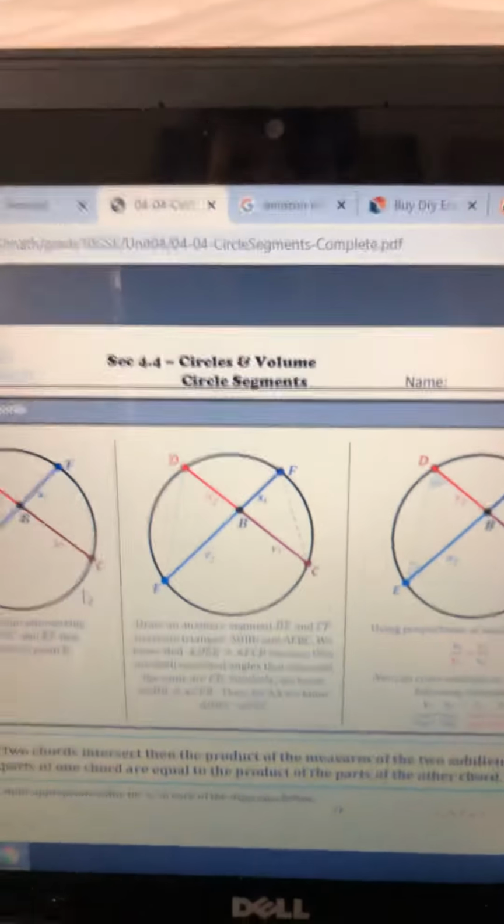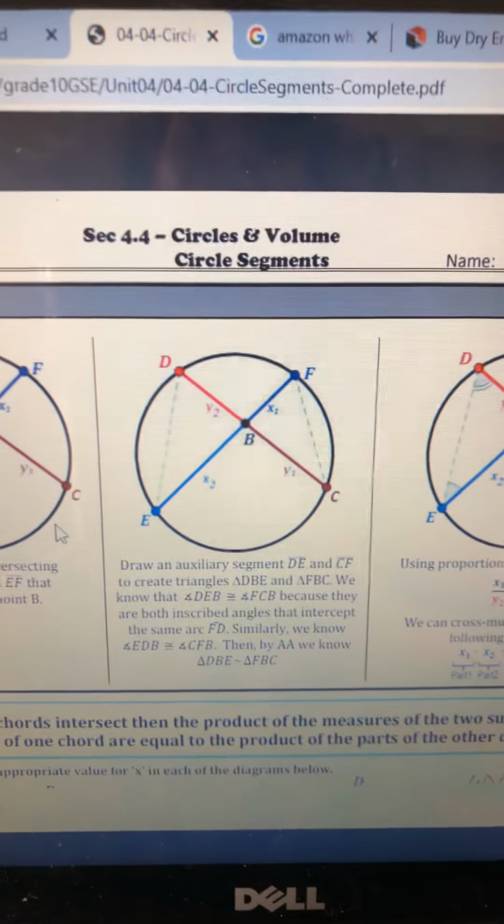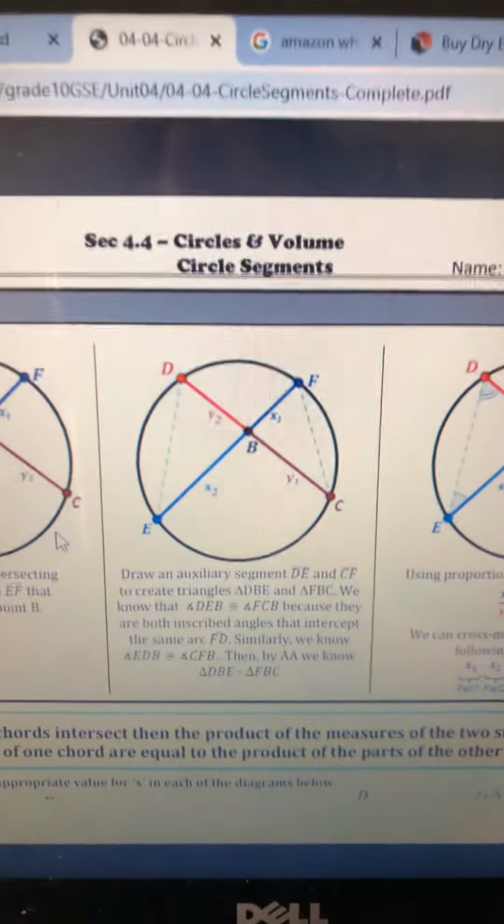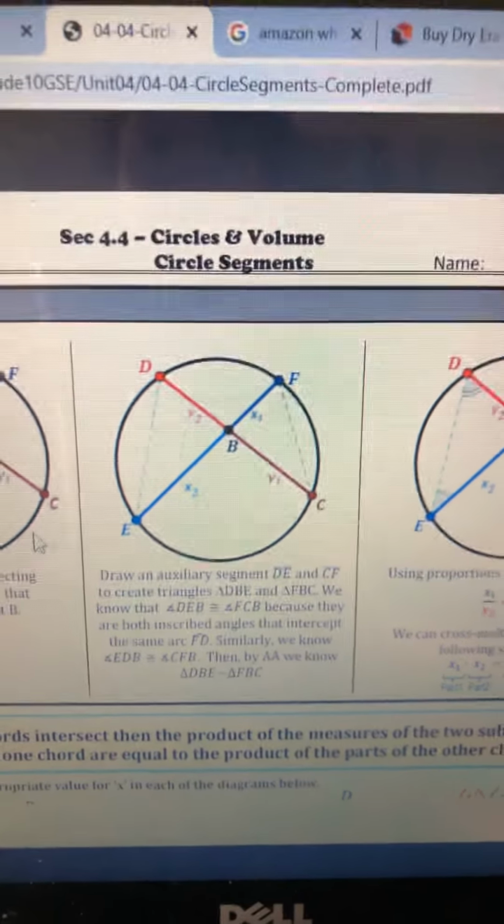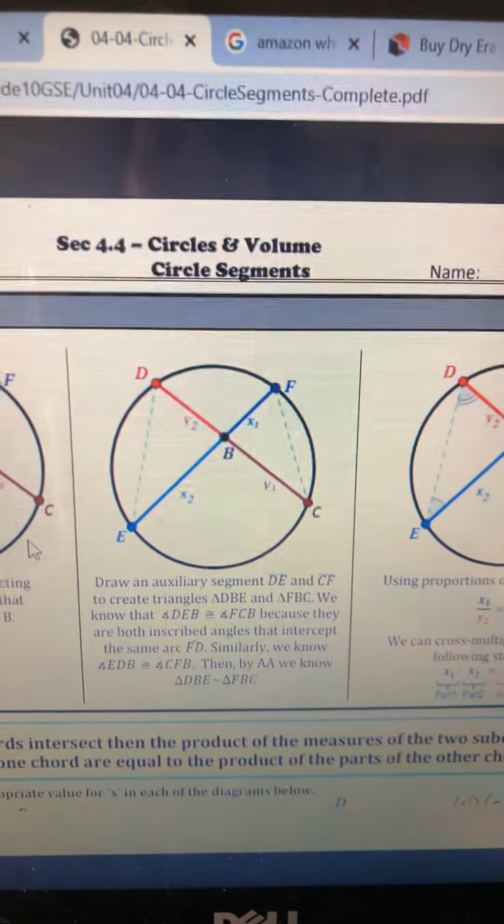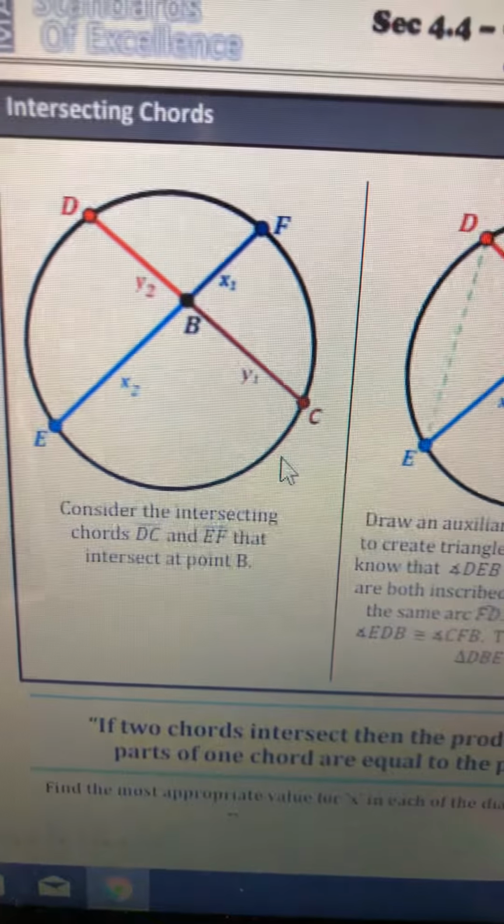Okay, so here we are for 4.4. Once again, if you watched Matt's and you got it, you can disregard this video. But if you feel like you need more remediation or review, then tune in and we're going to go over 4.4.